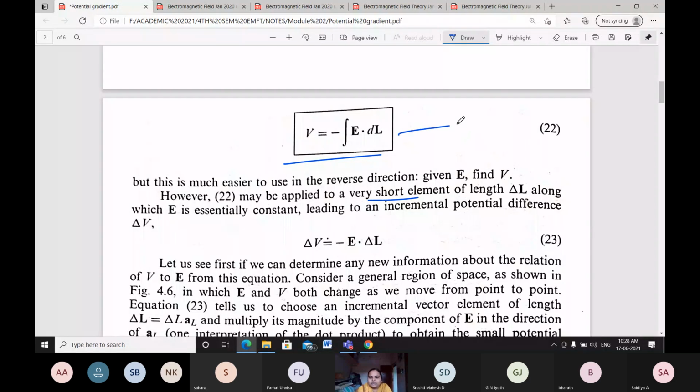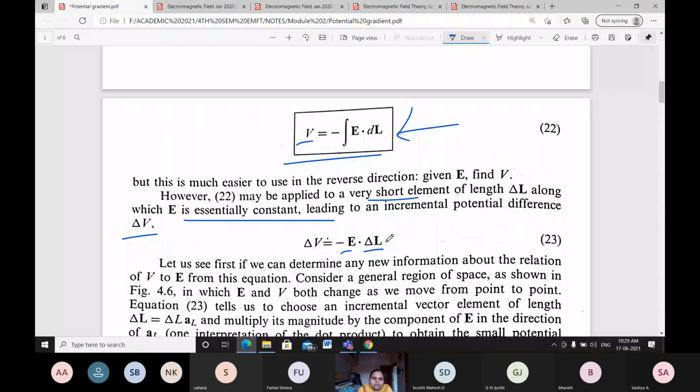It is only for a short element of length delta L, along which E is essentially a constant value, leading to an incremental potential difference, which is delta V. Therefore, the equation changes to the incremental change of potential and the incremental change of length, but the electric field intensity is constant. Delta V is equal to minus E dot delta L. Here it is considered.